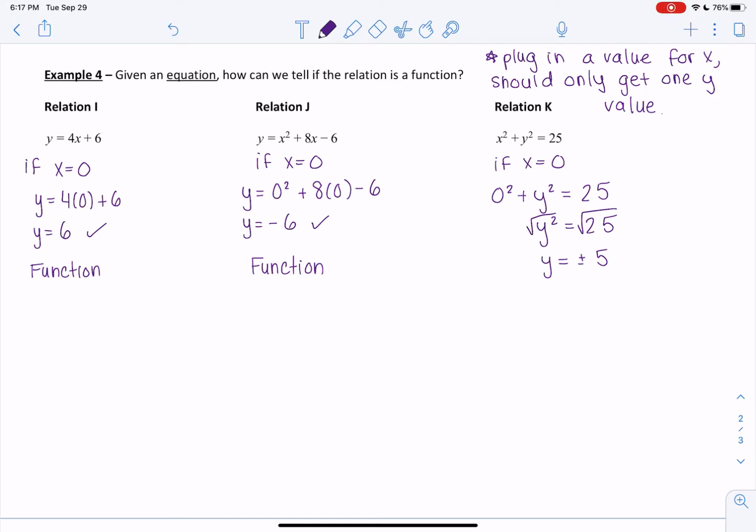Now we got 2 answers for y. We have +5 and -5. And we cannot have 2 y values for a given x value. So, therefore, this is not a function because we get two y values.